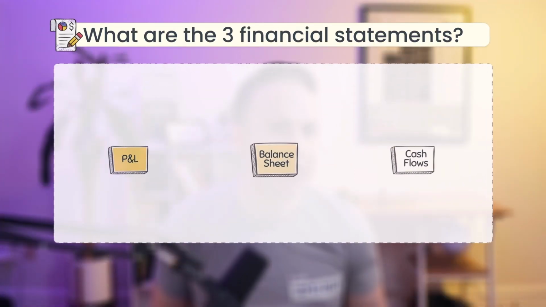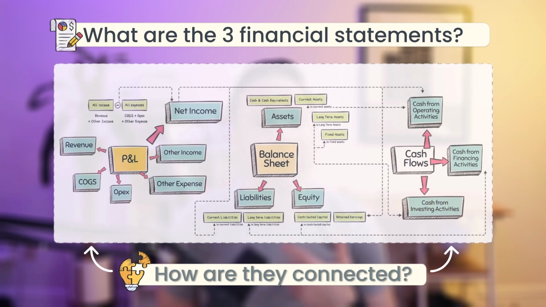What are the 3 financial statements and how are they connected? And I'll start off with answering that myself.